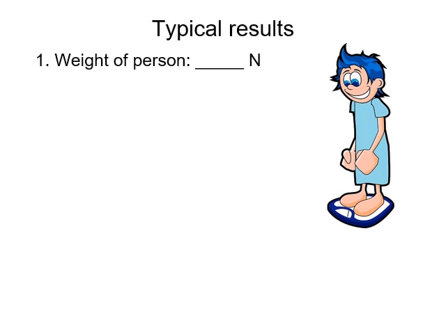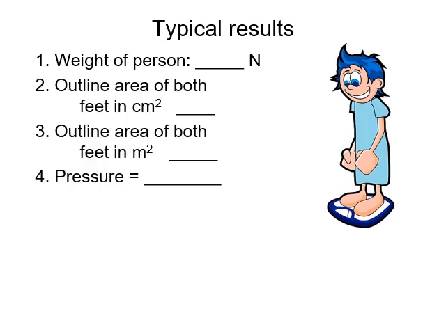So typical results for you: the weight of the person should be about 500 newtons, because you're about 50 kilograms. Okay, so it'll be 50 times 10. The outline area of both feet should be about 60 centimeters squared, because you've got reasonably small feet. So the area of both would be about 0.06 meters squared, and the pressure therefore would be about 500 newtons divided by 0.06, and that will give you about 8,300 pascals.